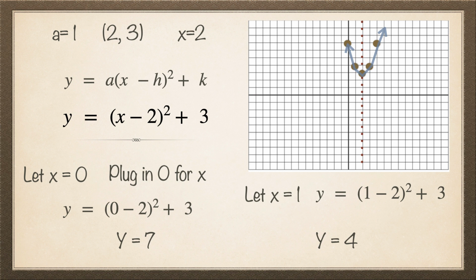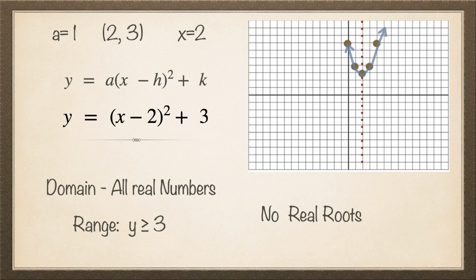that parabola. Now, what else can I tell from this parabola? Well, I know that the domain is going to be all real numbers. I know that the range is going to be that y is going to be greater than or equal to 3. And I also know that there are no real roots. Okay, that's enough for vertex form for now.